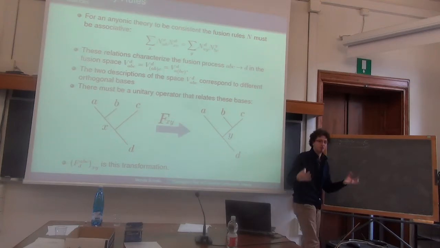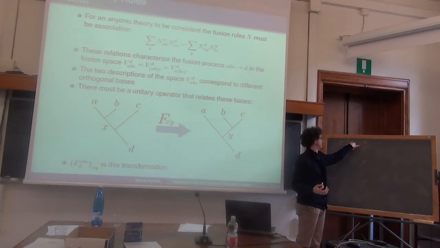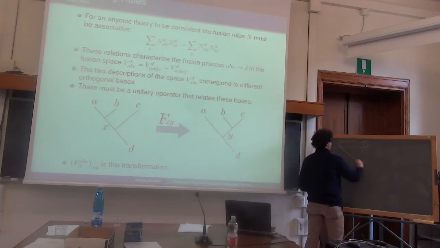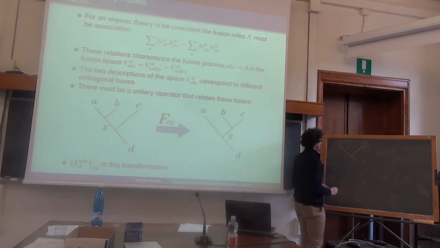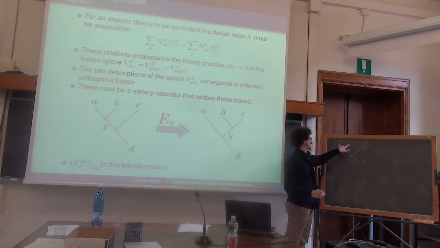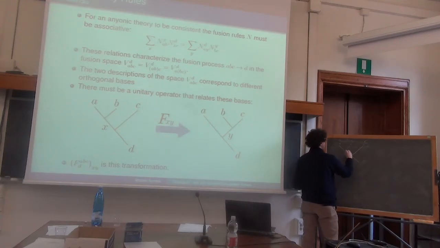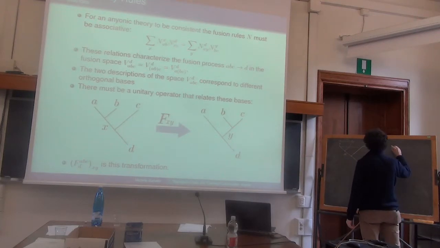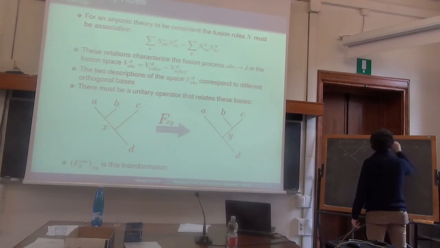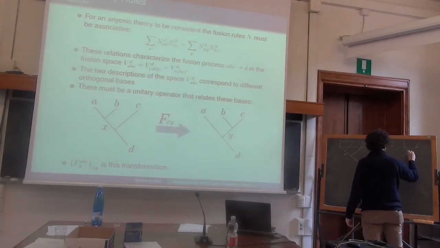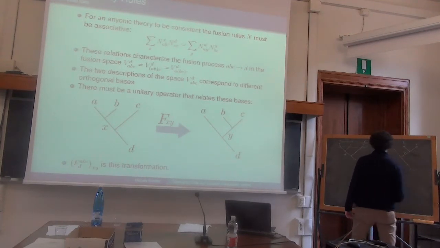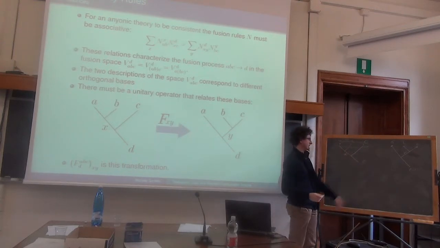I have two possible bases of representing this system, which are either the construction in which I choose first A and B to obtain some X, and then X and C to obtain E, or the other possibility is the same system but a different basis. I just choose to fuse before B and C, and they give me Y, and then to fuse Y and A, and they finally must give me E because I wanted this to be the same system.